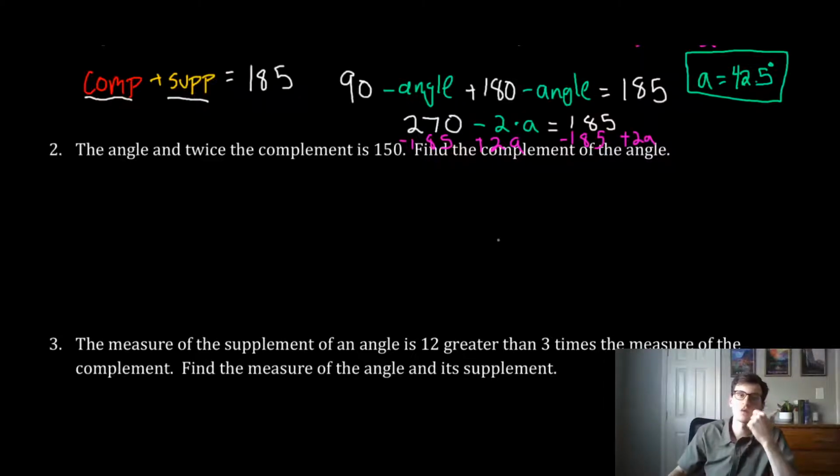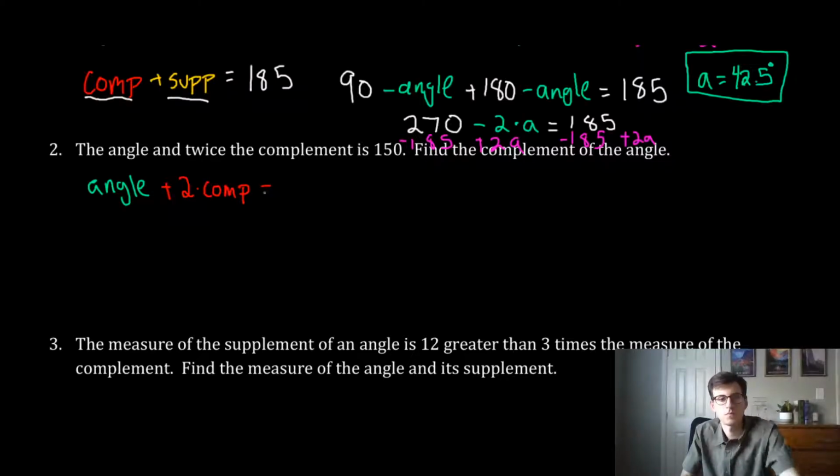All right, let's go ahead and look at number 2. The angle and twice the complement is 150. Find the complement of the angle. So I know I might have just said, hey, what if... let's just take it slow. Okay, people? The angle and twice the complement is 150. So the angle plus twice my complement, that is 150.